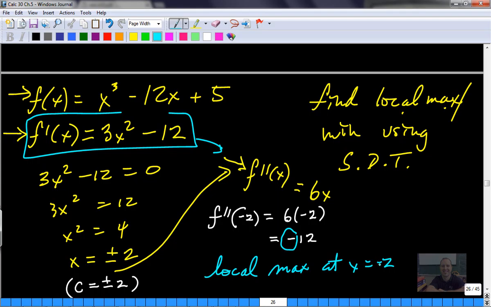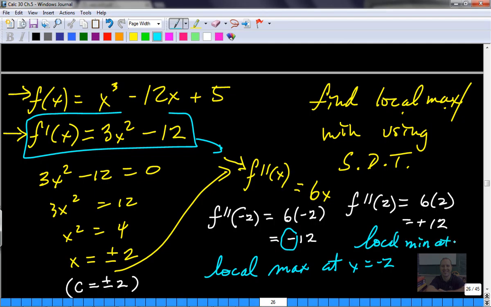You should label it as a point, so you plug x in there to get your y. So at the point, but it's fine, x equals negative 2, that's good for now. And then we also do f double prime of positive 2. And of course that's 6 times positive 2, which is a positive 12. And we have a local minimum at x equals 2.